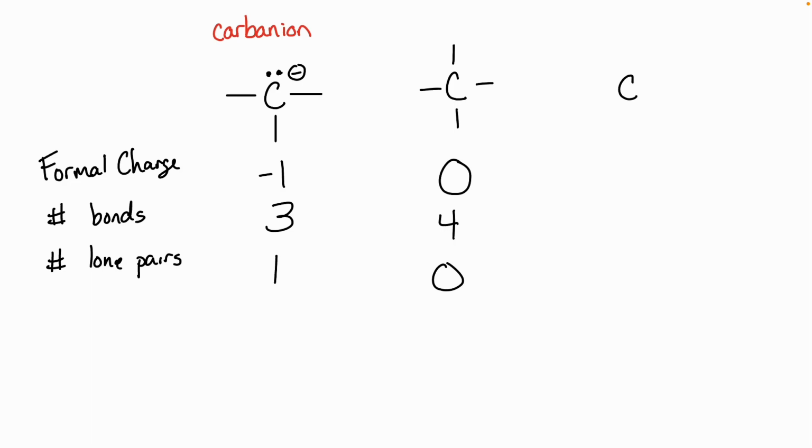Okay, we can also have a carbon with a +1 formal charge. But now I can't follow my same trend before of replacing a lone pair with a bond because it didn't have any lone pairs to begin with. So a carbon with a positive charge here has 3 bonds and no lone pairs. We again have a special name for these positively charged carbons. These are carbocations.